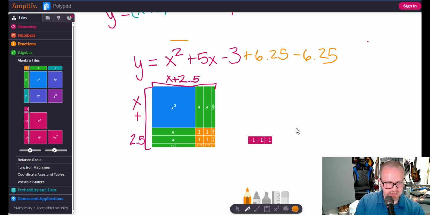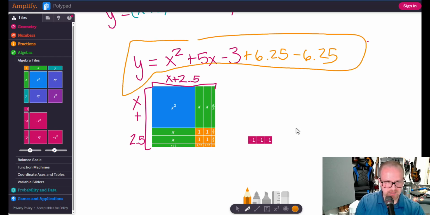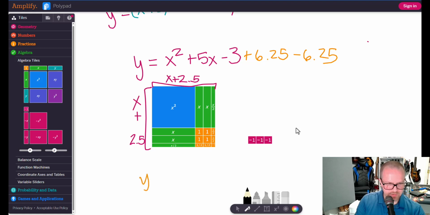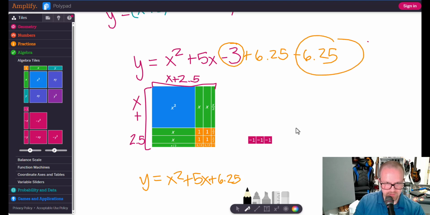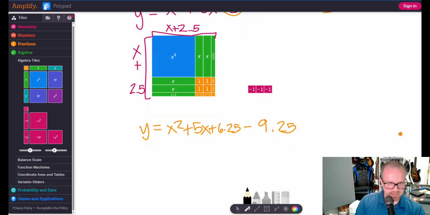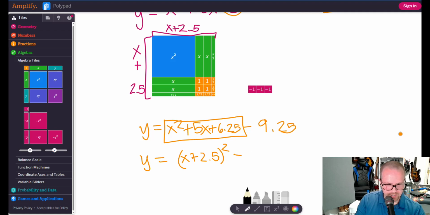If you were showing this as a completing the square, just algebraic manipulation, I would take that equation and I would rewrite it as x squared plus 5x plus 6.25. And then I would combine the negatives together, the things that are left over. So that's minus 9.25. And then we can do our complete square here. We know that this thing right here is what we modeled up here. It's a perfect square. And it's going to be x plus 2.5 squared, and then minus 9.25. Okay, so we can kind of see it gets a little more complex when your middle term isn't even.